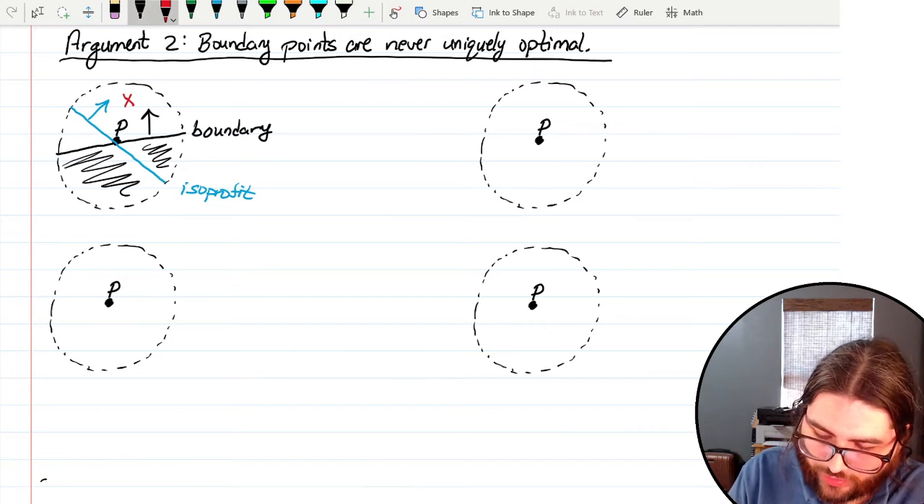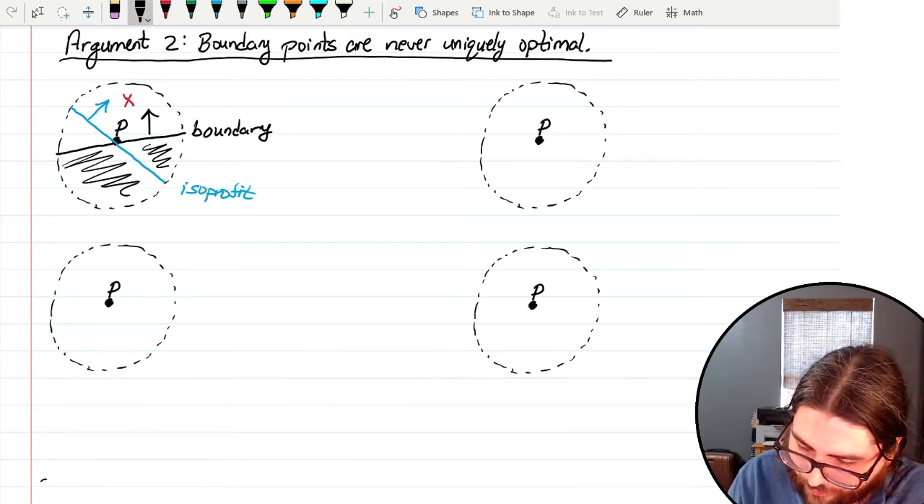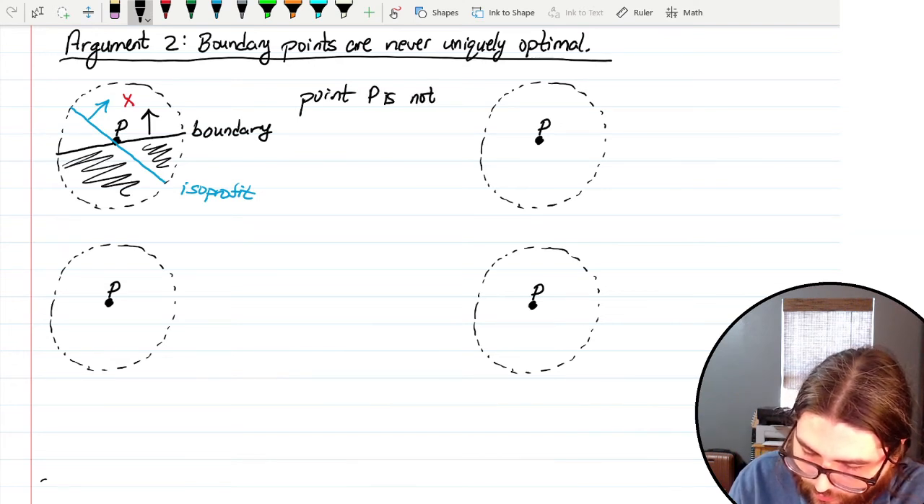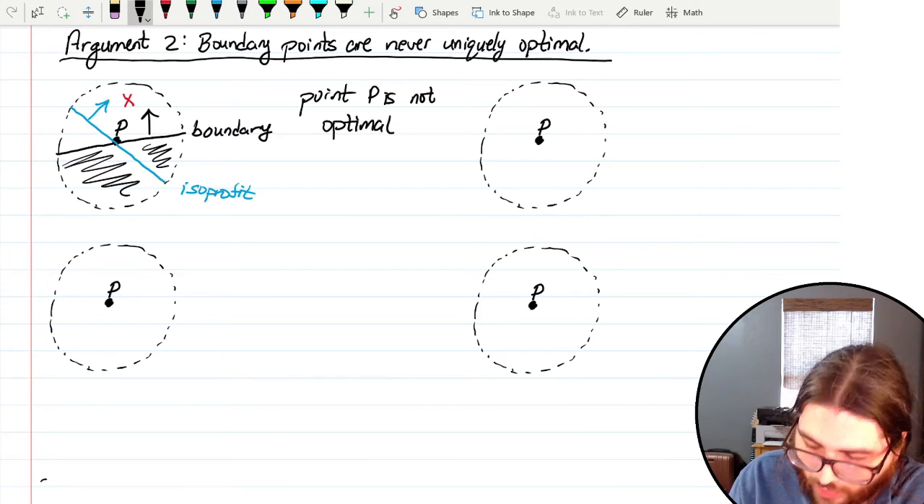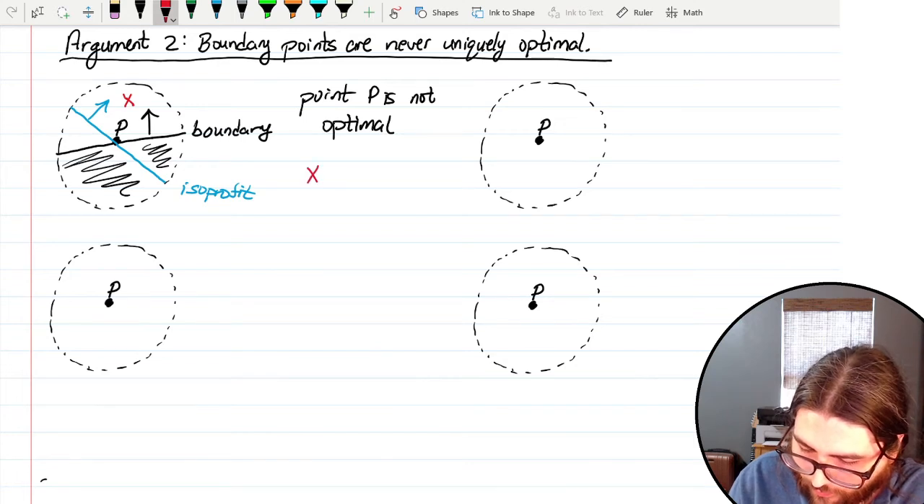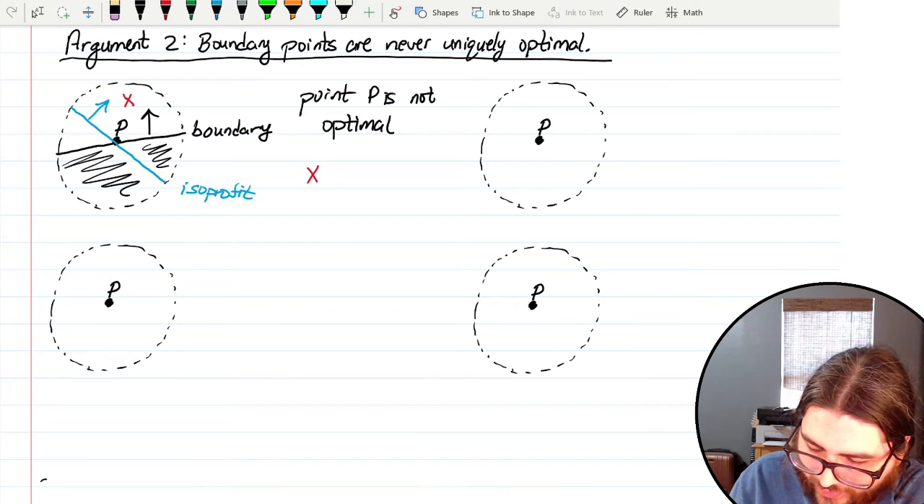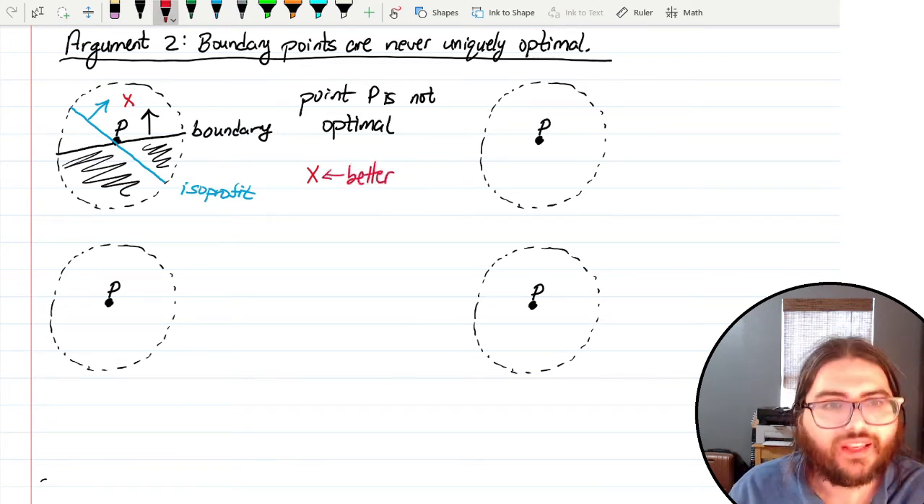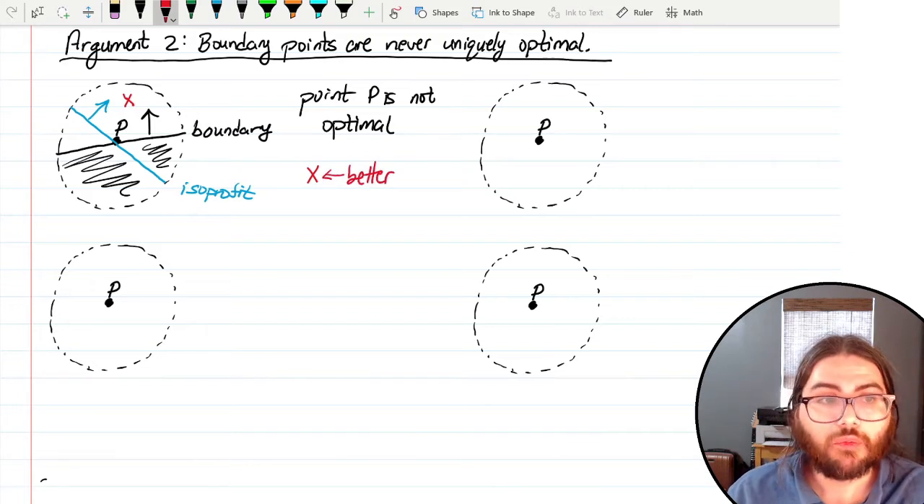So according to this diagram, point P is not optimal, because this one that I've marked with a red X is better than P. Remember, that doesn't mean it's the optimal, that just means it's better than P.